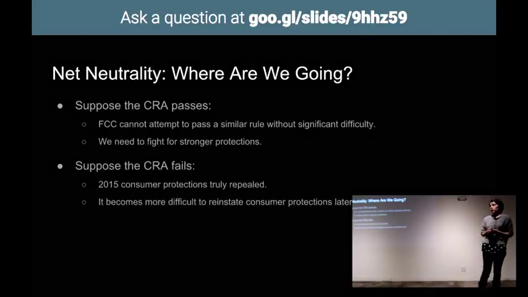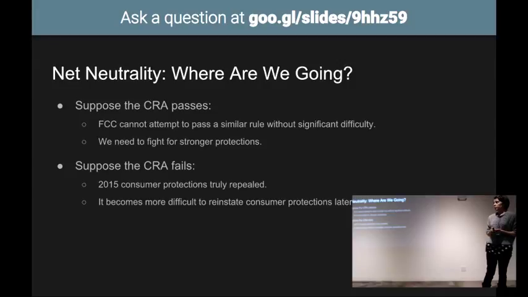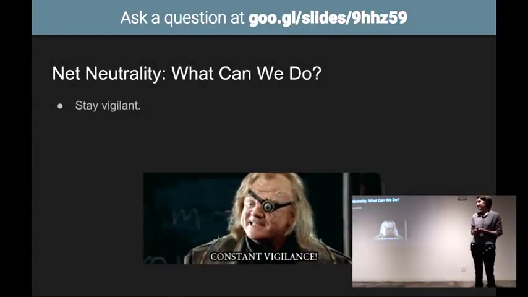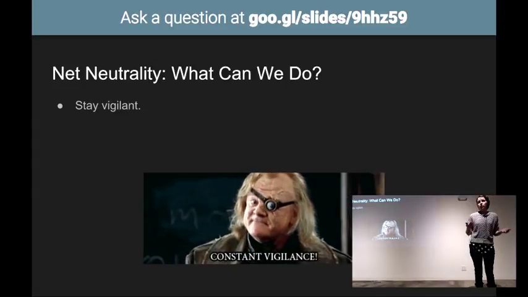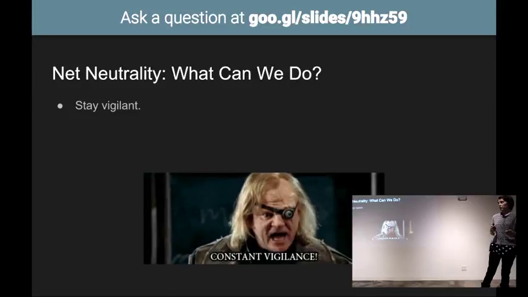If the CRA fails, then the net neutrality consumer protections that were passed in 2015 are successfully repealed. And unfortunately, it's going to be even more difficult for us to try to reinstate those consumer protections. Not impossible, but still very difficult. All this adds up to: what can we do as citizens to try to defend our stance on net neutrality?